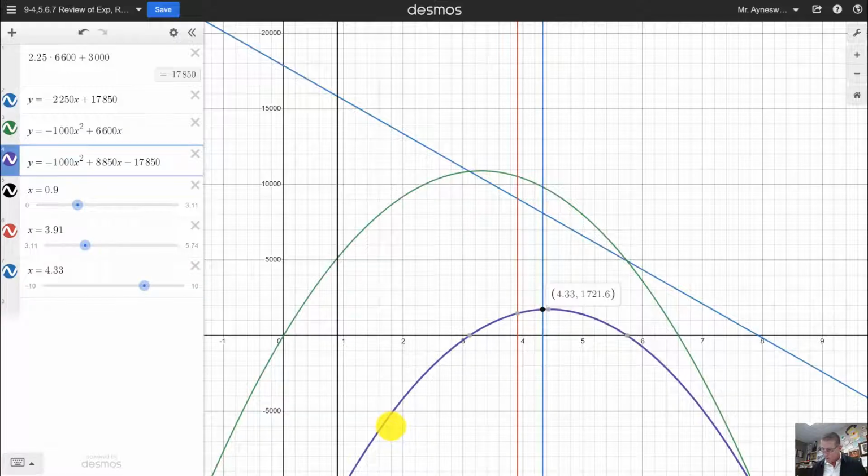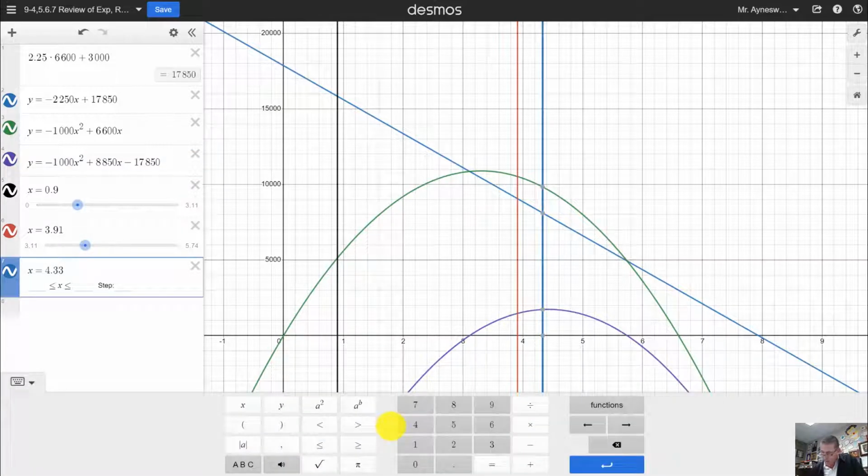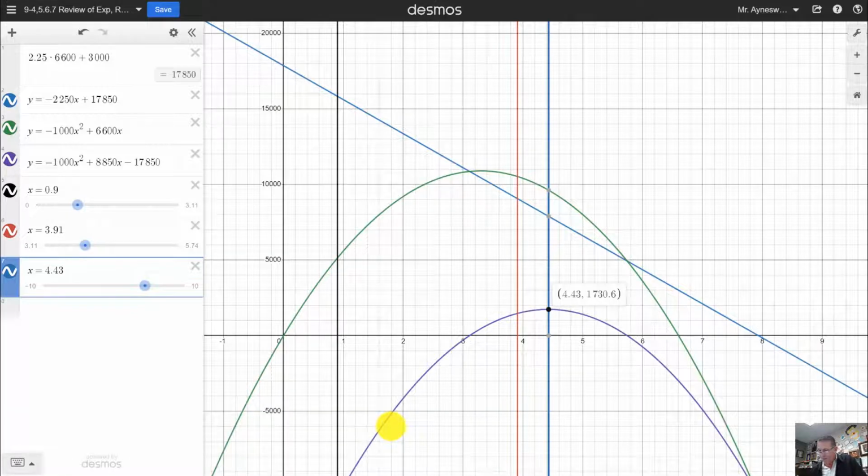Okay, so what happened here? Oh, 43 cents, not 33 cents, 43 cents. So let me check that. Change that to 43. There we go. So we got a maximum at $4.43 if the price is set there, and the maximum profit equals $1,730.60, and it occurs between these two points right here.